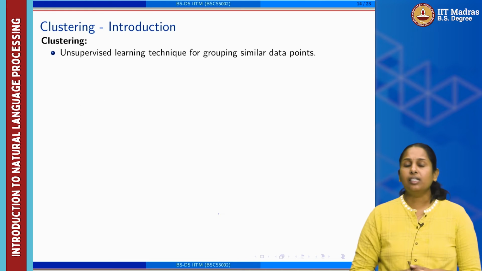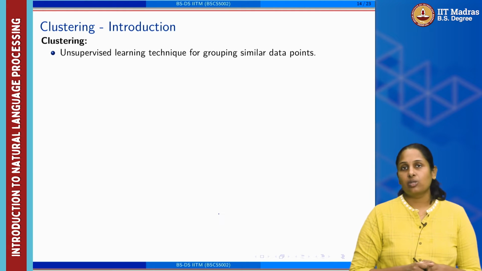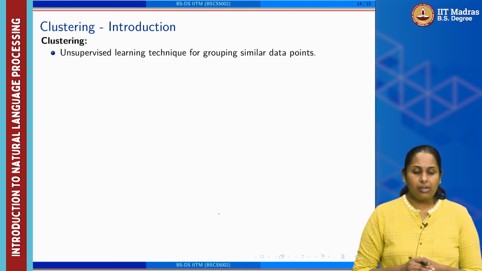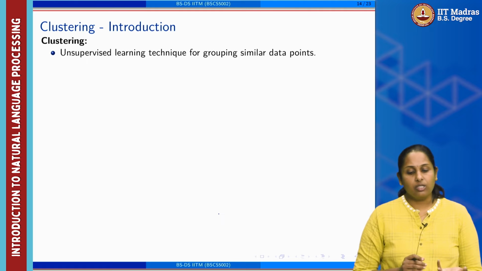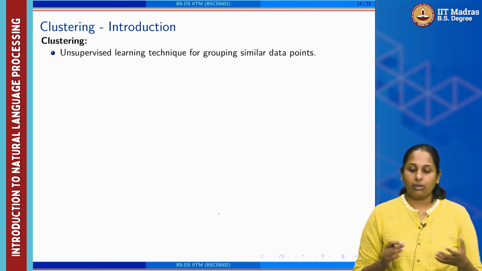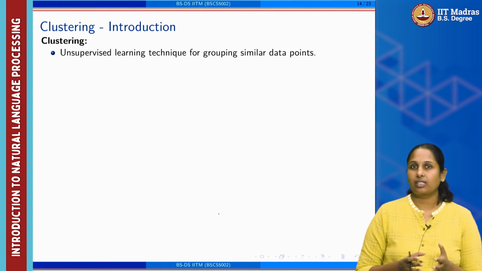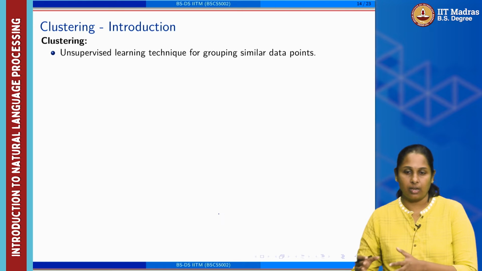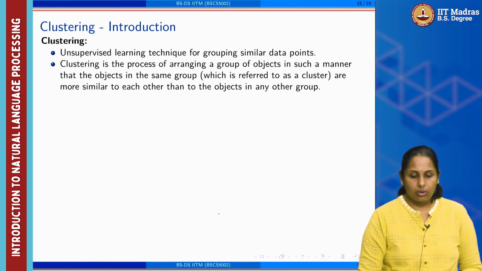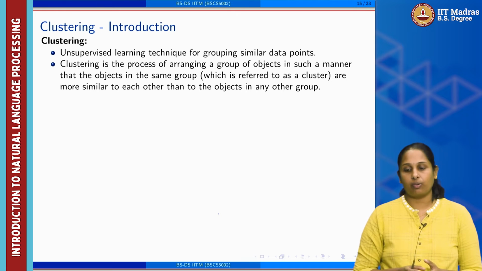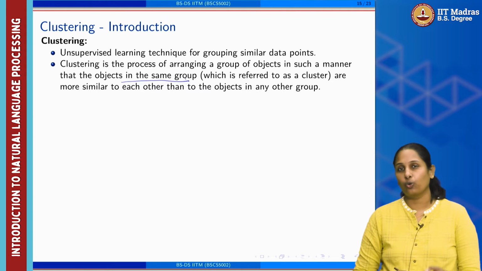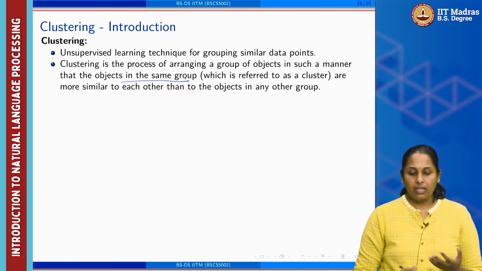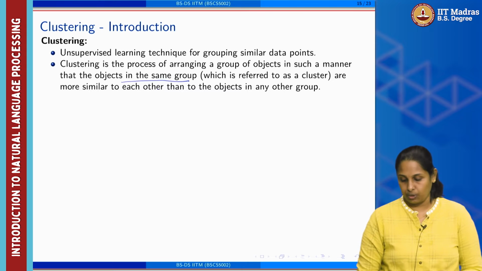The third classification model is clustering. There are multiple clustering techniques available, but I am going to talk only about one of them. It is used as an unsupervised learning technique where you group similar data points into one place and try to see that this is a noun, this is a verb, this is another category type. It is a process of arranging a group of objects so that all the objects belonging to a particular group or cluster are more similar to each other than to the objects in any other group.